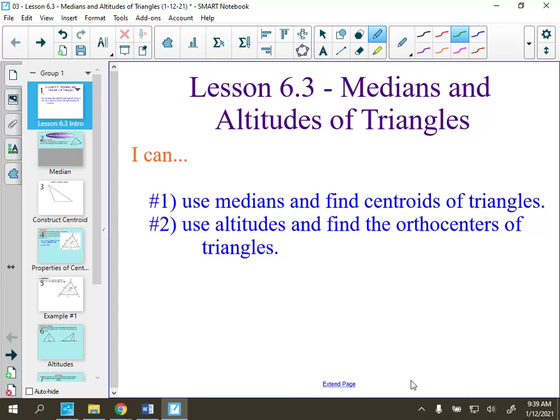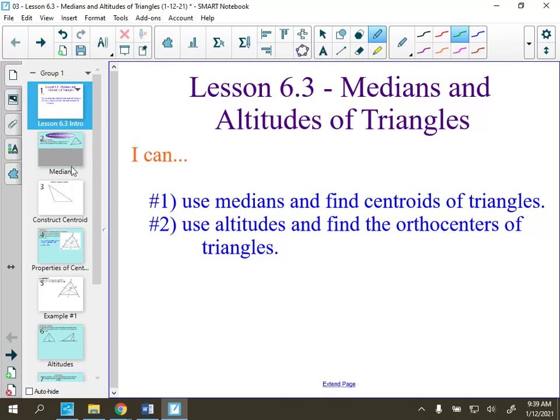Welcome to lesson 6.3 Geometry Notes, Medians and Altitudes of Triangles. So we're in the middle of chapter 6 here. We'll keep plugging away at points, lines, and segments contained within triangles, and points of concurrency. Let's jump in and get it going here.